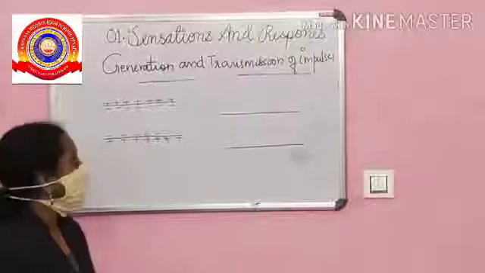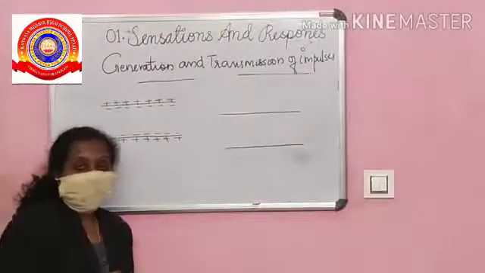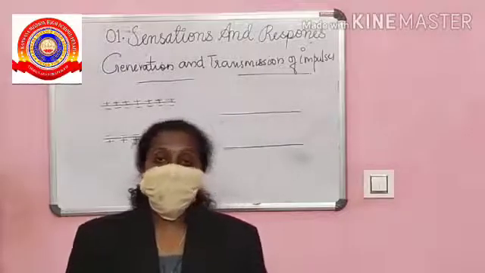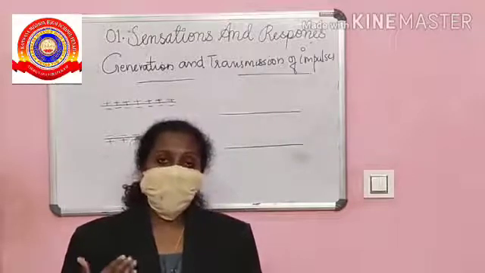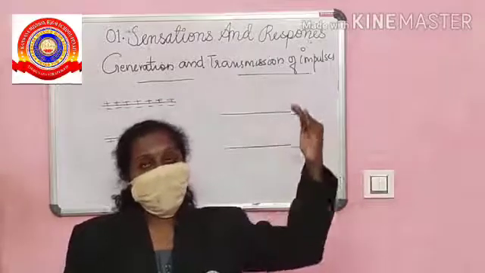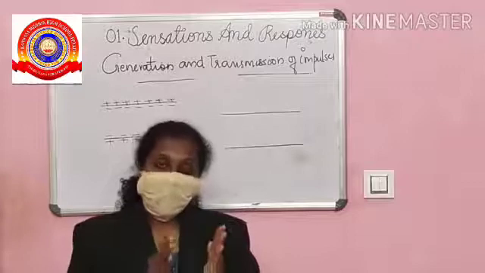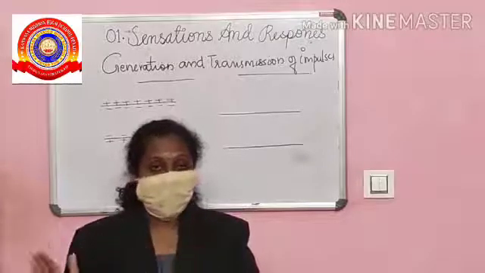Our next topic is generation and transmission of impulses. Here we will learn how the transmission takes place in the axon. Before that, we can recall how the transmission takes place through the neuron. The impulses from the dendrites reach the dendron, then the cell body, from the cell body to the axon, and these impulses reach the axonite.